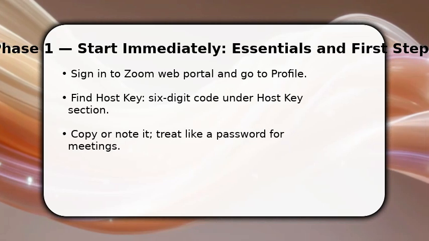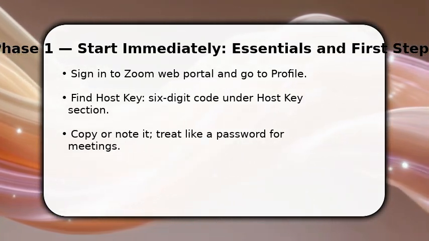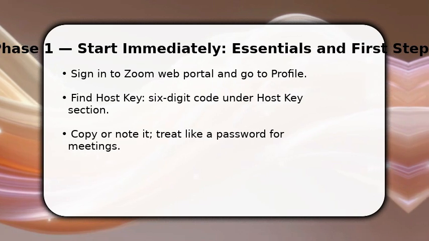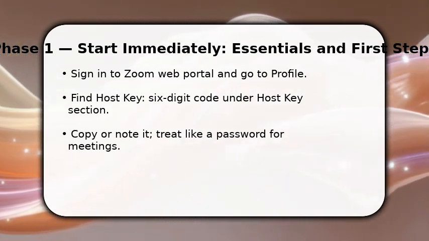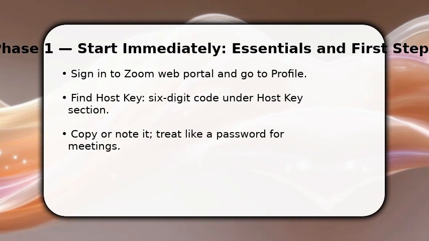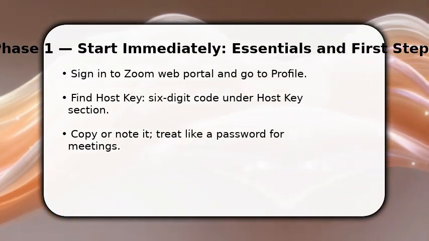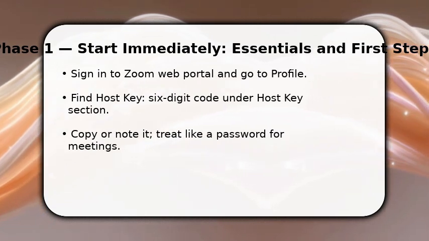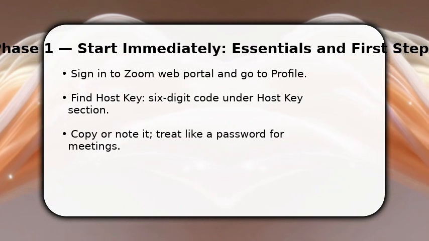You start by signing into the Zoom web portal because the host key lives in your profile and you need it now. Once logged in, open Profile and locate the 6-digit host key. Copy it or write it down so you can enter it when prompted. Make sure to change it if it looks generic, since this protects your meetings. After that, enable any account security settings you require and keep the key confidential. Do not share it in chat or public notes.